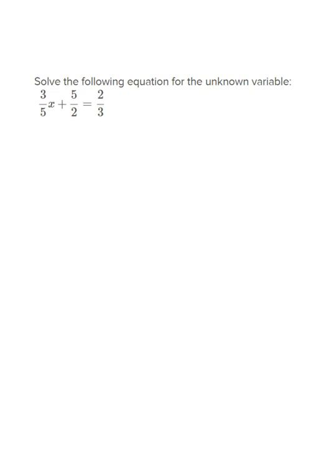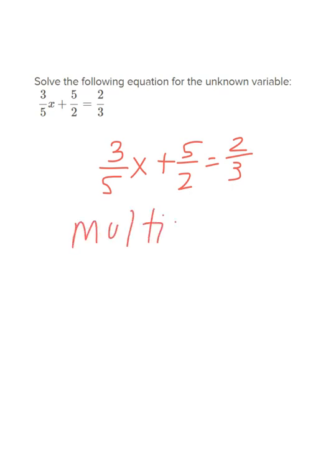Yay! Another equation to solve. This time it has fractions. So let's see here. We have 3/5 x plus 5 over 2 equals 2 over 3. And I'm going to show you a technique to get rid of the fractions, so the problem only has whole numbers. And that trick is we want to multiply by the common denominator.